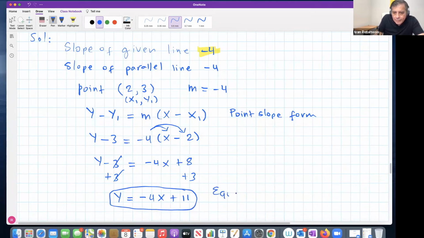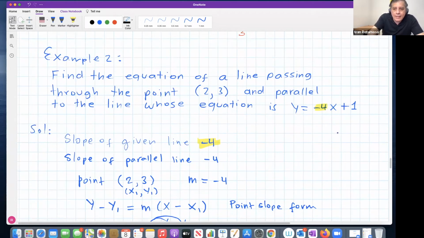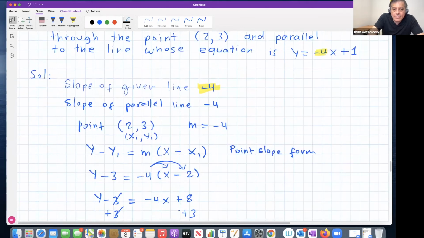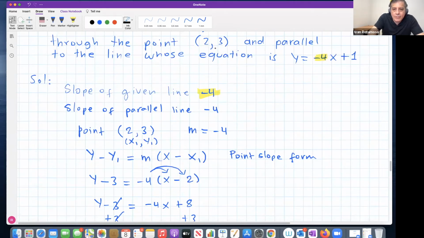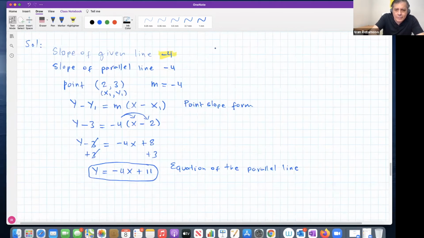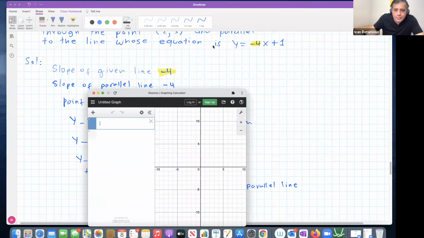Equation of the parallel line, right? They gave you this equation, and now you have found the equation of a parallel line, and not only that, it's going through this point 2, 3, right? Yeah. If you want to make sense out of what you just did, guys, again, confirm your knowledge there, right?